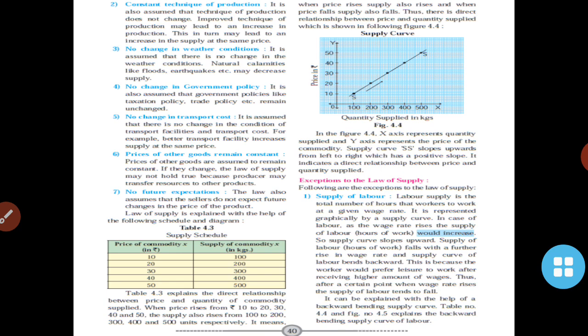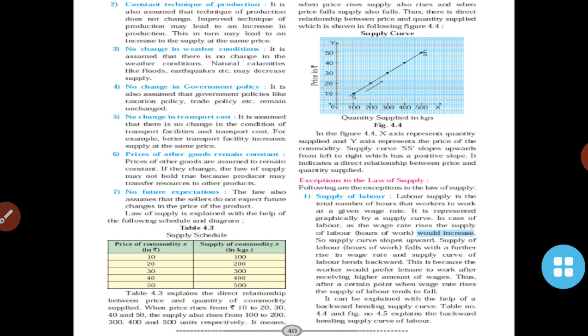Now, seventh is no future expectation. The law also assumes that the seller does not expect any future change. The law of supply is explained with the help of the supply schedule and diagram. Now here the diagram is given again. Table 4.3 explains the direct relationship between price and quantity. Commodity supply rises when the price rises from 10 rupees to 20, 30, 40, 50, like we have seen in the last graph.